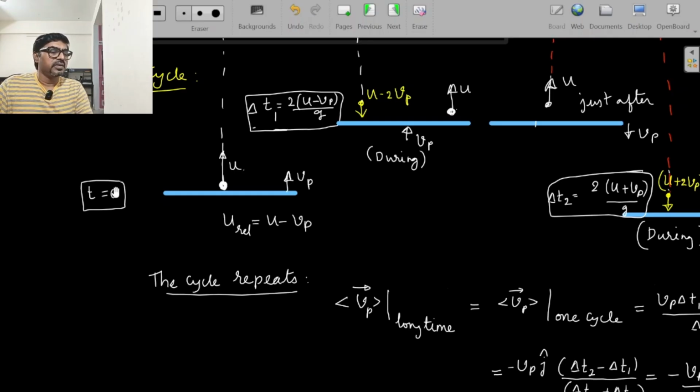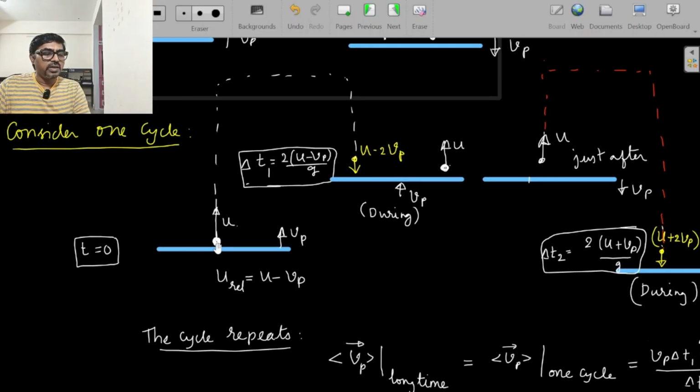Let's say this is the starting point, t equal to 0, where the plate is having a velocity Vp and the particle is projected with the velocity u. So the initial relative velocity would be u minus Vp. By the time the plate reaches here, the particle goes up and comes back down, and the time of flight equals 2 into u relative by g.